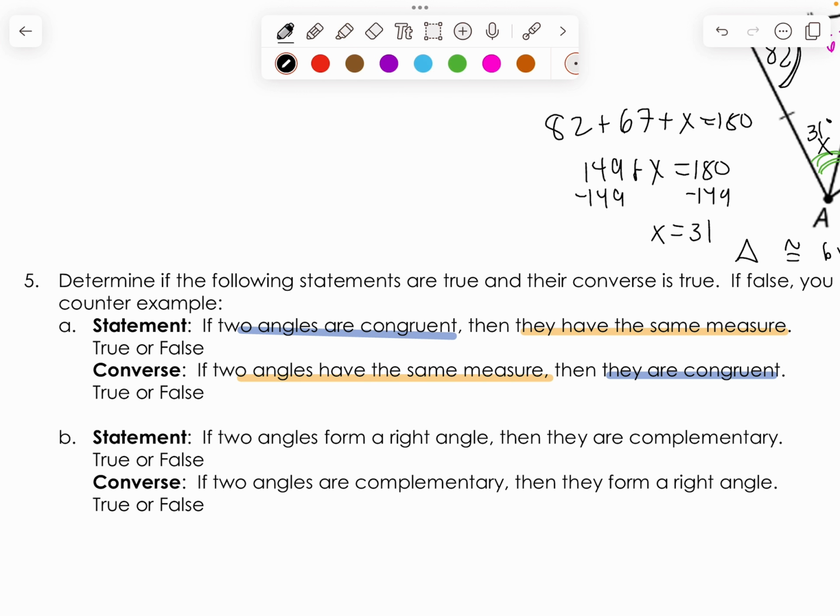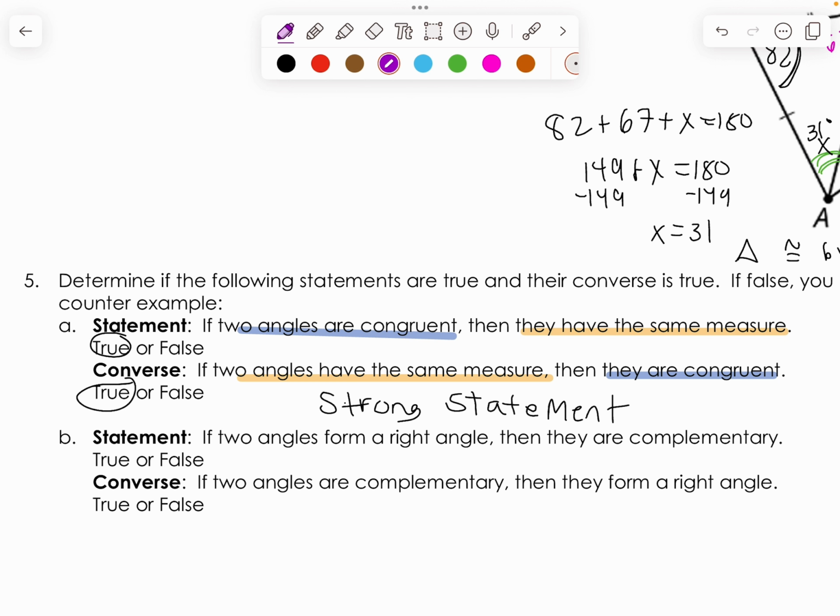If two angles are congruent, then they have the same measure. That's true. If two angles have the same measure, then they are congruent. So that is true. That's a strong statement. When a statement is true and its converse is true, doesn't matter how you write it, it's always true, so it's a strong statement.